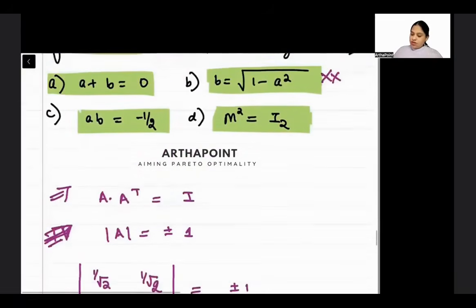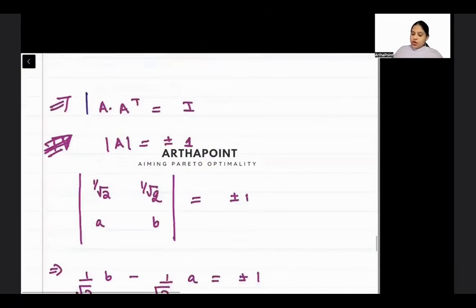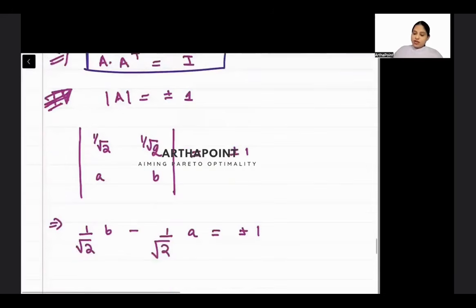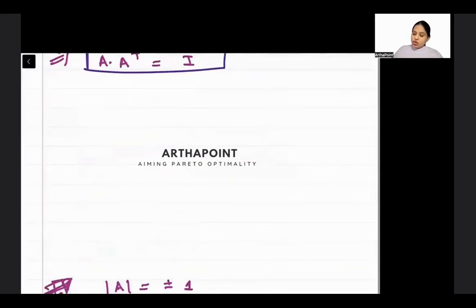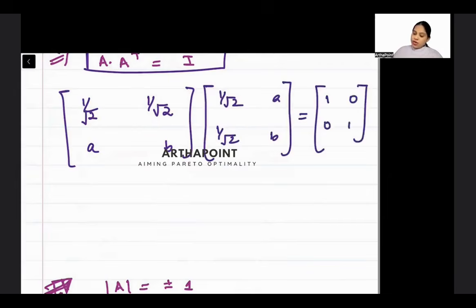अच्छा, अब this also is not making a lot of sense as of now. अभी तक तो इसका भी कोई सेंस नहीं मिल रहा. So I will use the third property to check if anything can be done. Right? So a is given to you as 1 by root 2, 1 by root 2, a and b. And if I just transpose this matrix, I will get 1 by root 2, 1 by root 2, a and b. And this should give me identity matrix 1, 0, 0, 1.